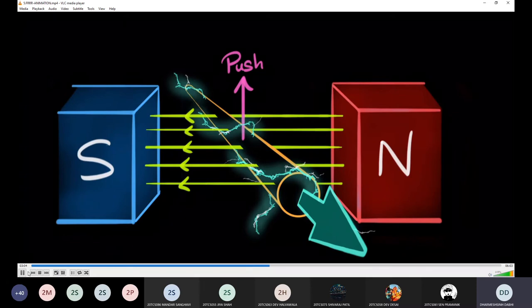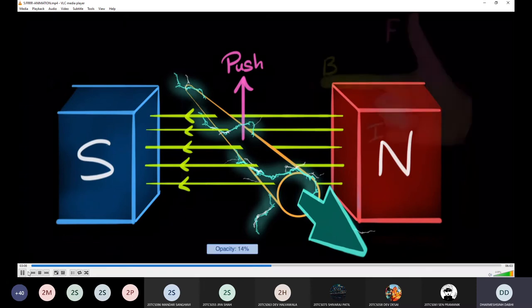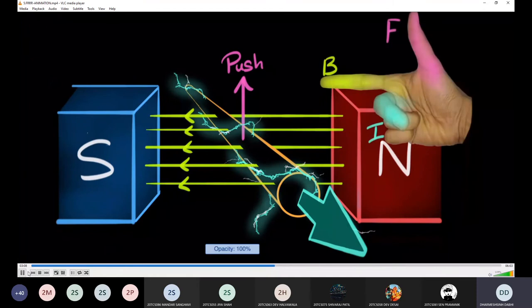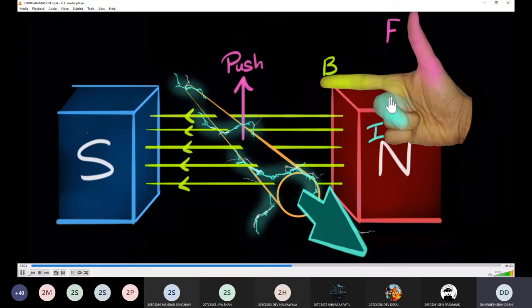So what we do is we take our right hand and we stretch the three fingers, the thumb, the forefinger, and the middle finger, this way, such that they are perpendicular to each other, all of them. So this is perpendicular to this. This is perpendicular to this, if you see carefully. And even these two are perpendicular to each other. Stress that they're all perpendicular to each other.